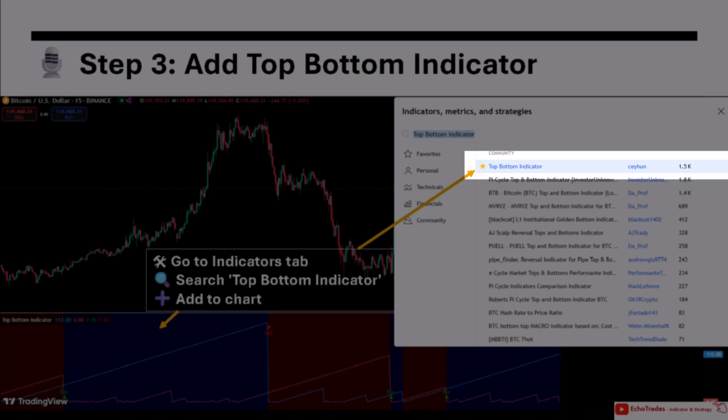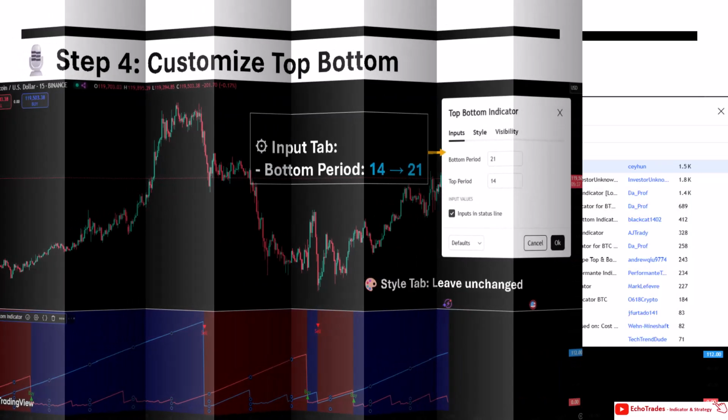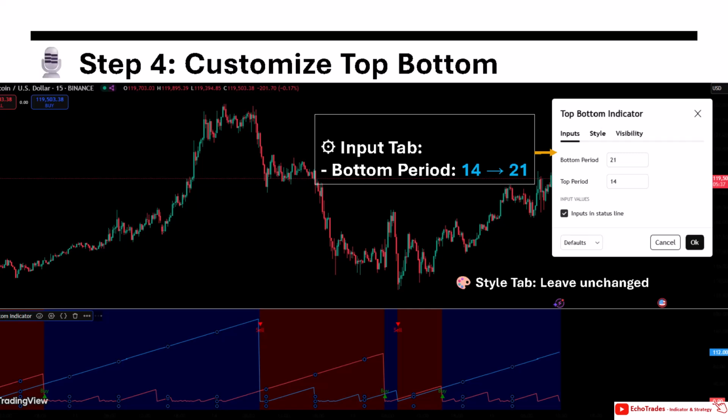Yes, just one main tweak for this one. Go into its settings, into the Input tab again. You'll see a bottom period. The default is 14. You'll want to modify that to 21. Okay, from 14 to 21 for the bottom period.